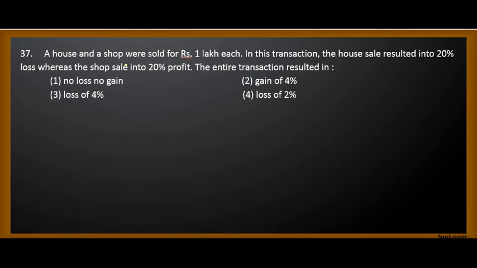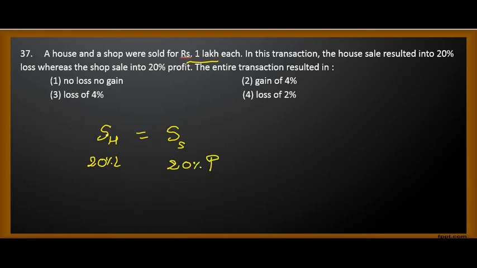A house and a shop were sold for rupees 1 lakh each. In this transaction, the house sale resulted in 20% loss, whereas the shop sale in 20% profit. The entire transaction resulted in, what happens here? If you see this, both were sold for 1 lakh each. It means the selling price of the house is equal to the selling price of the shop. Now the house resulted in 20% loss, whereas the shop sale got 20% profit.